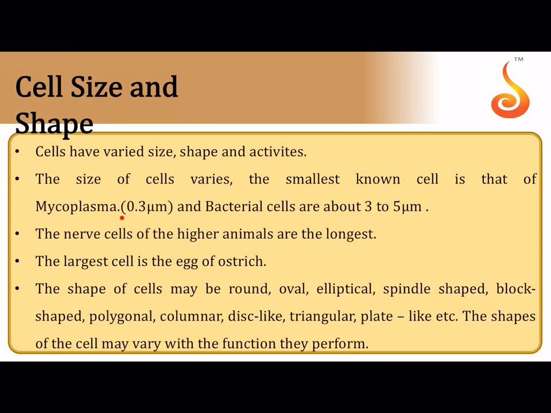The smallest cell is mycoplasma, which is 0.3 micrometer. Then you have bacterial cells, which are 3 to 5 micrometers. The single largest animal cell that has been identified is that of the ostrich egg. So please remember the isolated animal cell.